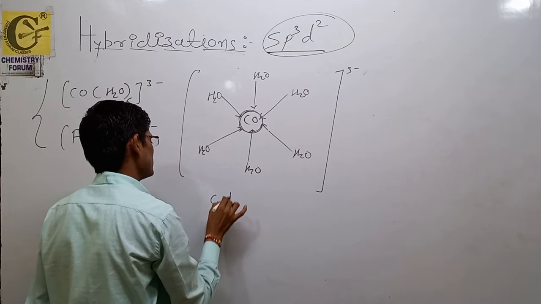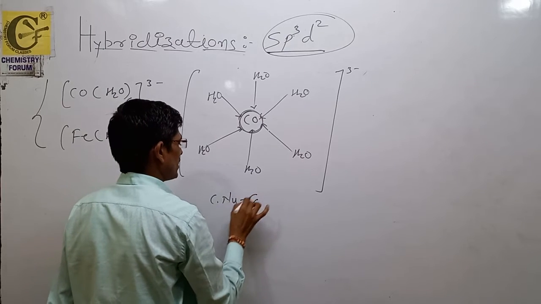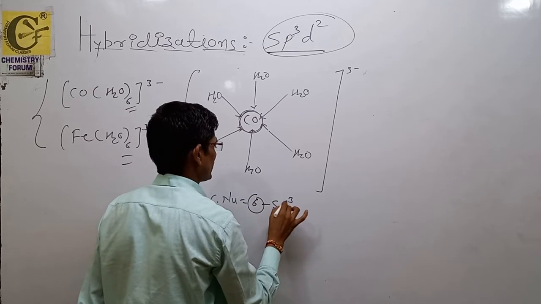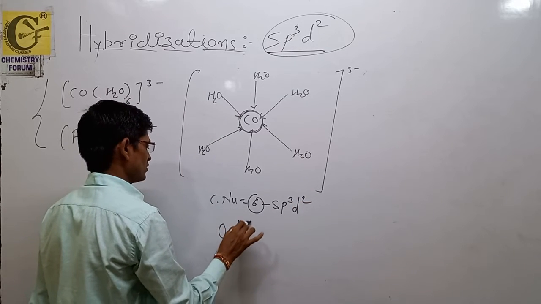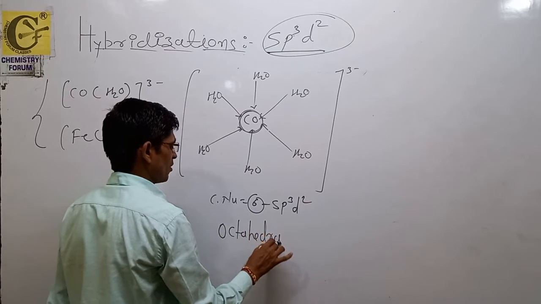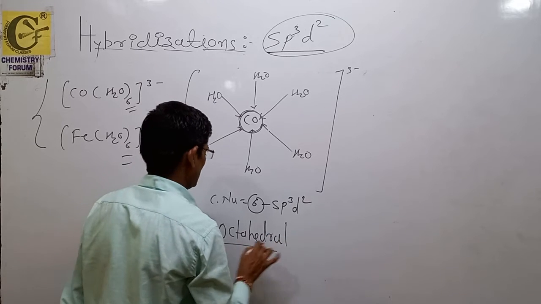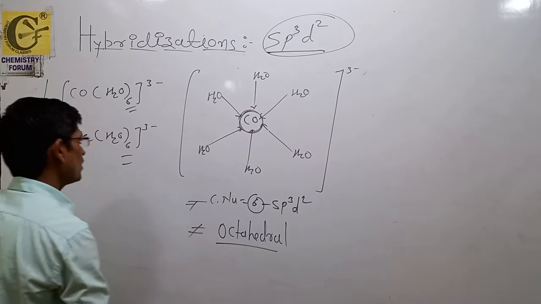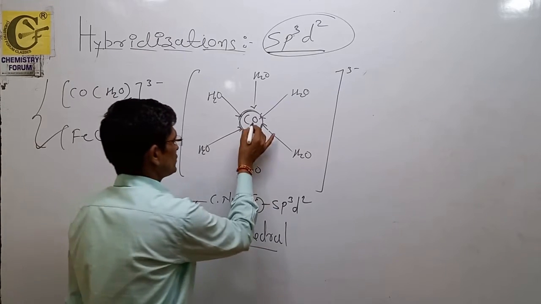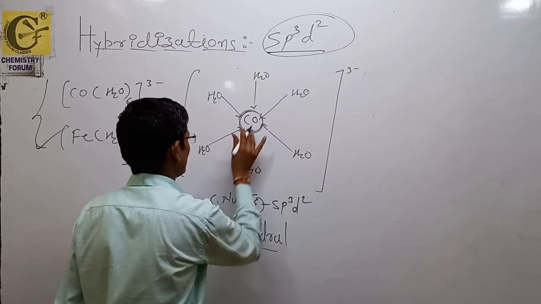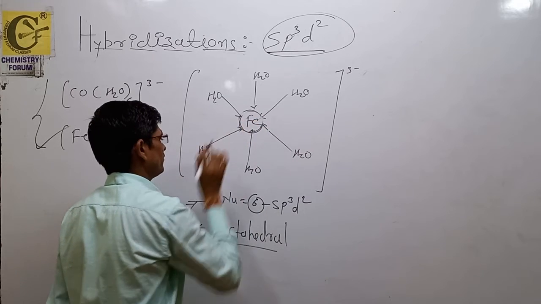Whenever the coordination number is 6, as you can say, the hybridization is sp3d2, and this is octahedral in nature. The geometry of these types of compounds is octahedral. Similarly for Fe(H2O)6, instead of Co, we take the Fe atom. So this is the Fe there.